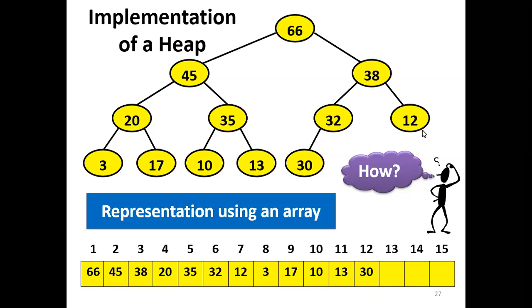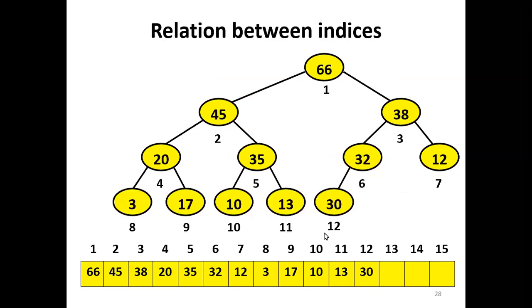This and the other leaf node are also missing, and that is the reason we have these three spaces empty. So how do we index this? We can index these elements using their index number. In other words, we can identify these elements using their index number.